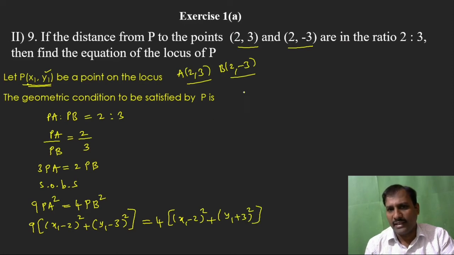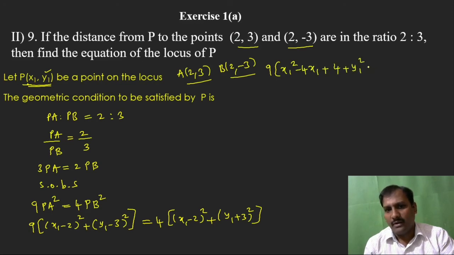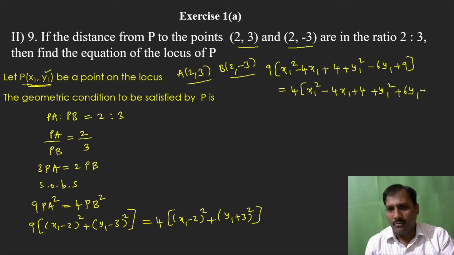So let us simplify this. So what you will get here? 9 into (x1 - 2) whole square. Let us expand this. x1 square - 4x1 + 4 + y1 square - 6y1 + 9 is equal to 4 times x1 square - 4x1 + 4 + y1 square + 6y1 + 9.